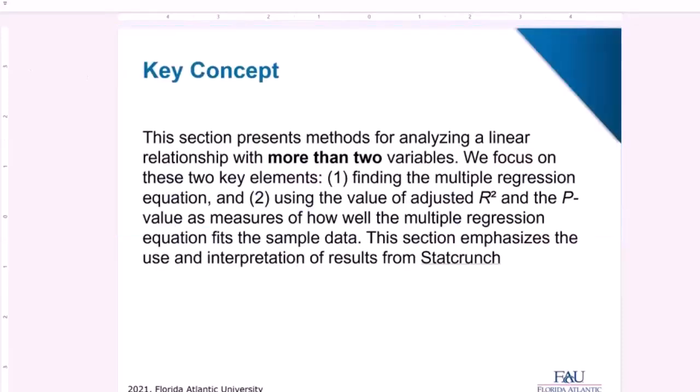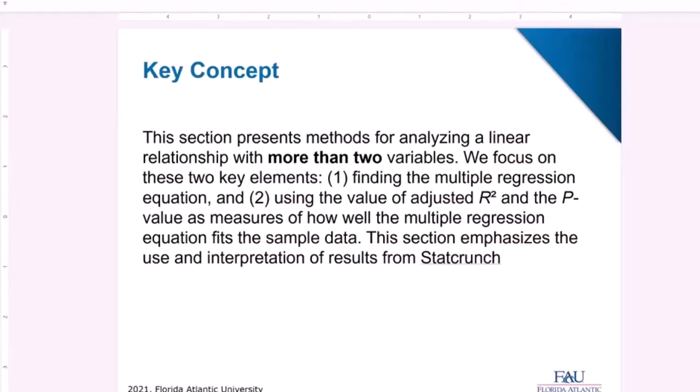Key concepts. This section presents methods for analyzing a linear relationship with more than two variables. We focus on these two key elements: finding the multiple regression equation and using the value of the adjusted R-squared and the p-value as measures of how well the multiple regression equation fits the sample data. This section emphasizes the use and interpretation of results from StatCrunch.